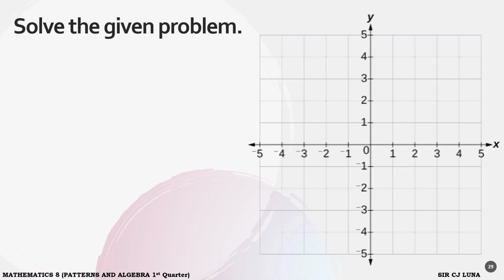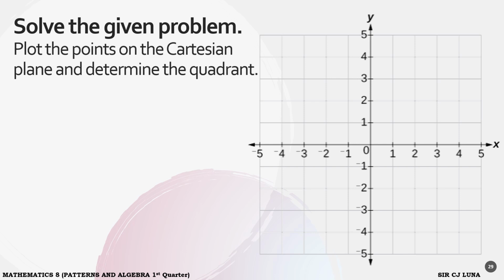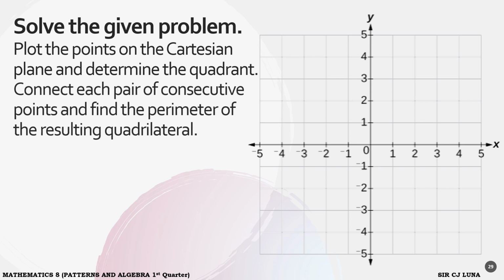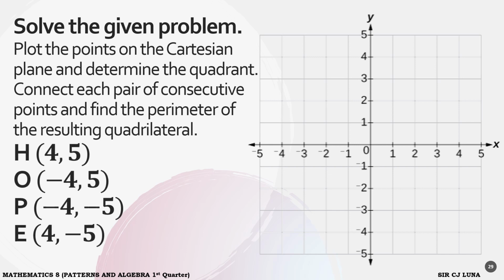This time, we will solve the given problem. Plot the points on the Cartesian plane and determine the quadrant. Connect each pair of the consecutive points and find the perimeter of the resulting quadrilateral. We have 4 given points, H, O, P, and E. So we will plot them on the Cartesian plane one by one, starting with point H, (4, 5).